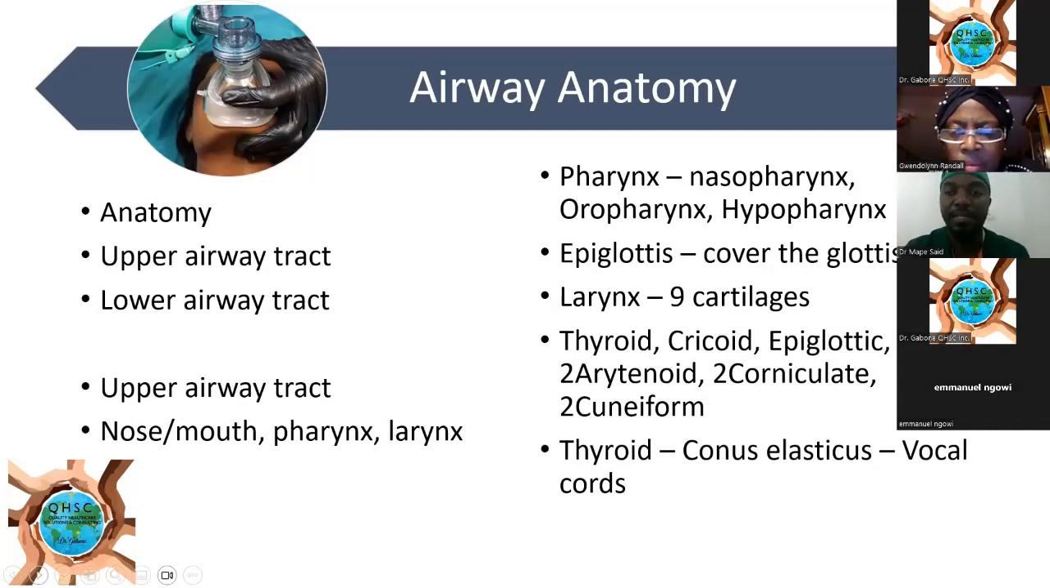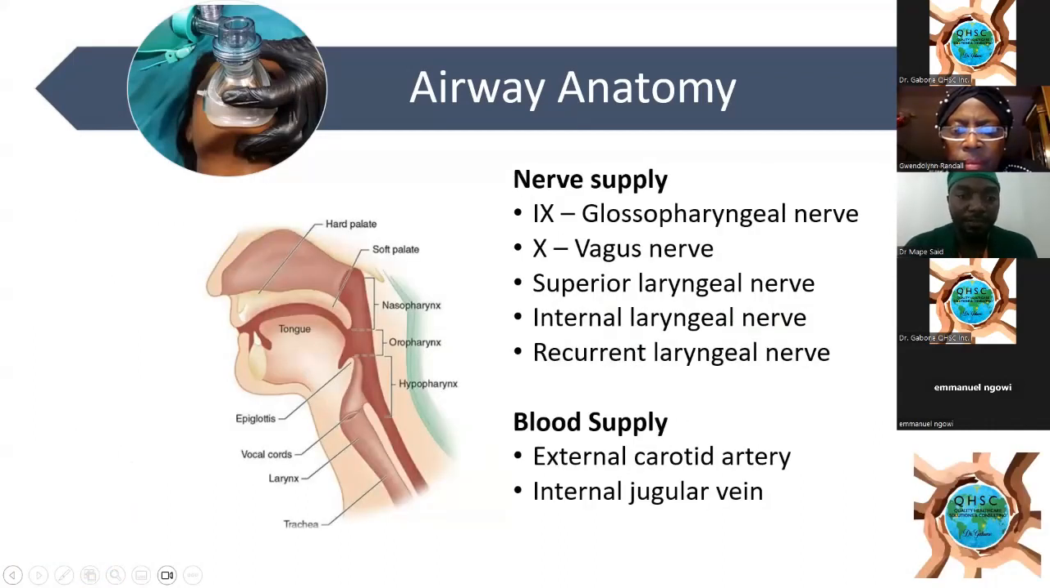So next slide. So here it's just an illustration of how you can see the airway anatomy. And you have a tongue, you have a hard palate on it, and the soft palate, and the inner teeth. The nasopharynx coming from the nose, the oropharynx coming from the mouth. But they all go to the hypopharynx, whereby we have a bifurcation of the esophagus and the trachea.